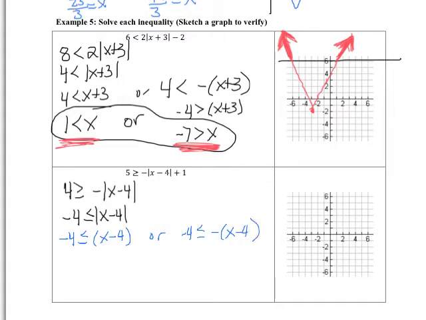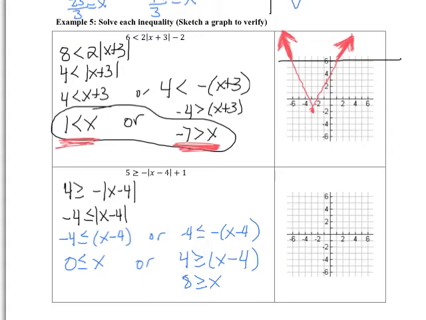And we solve the left one first by adding 4 to both sides, and we get 0 is less than or equal to x. And then we're going to work on the right side. So let's multiply the negative across, and we are going to get, when is 4 greater than or equal to x minus 4. And we then add 4 to both sides, and we arrive at x is less than or equal to 8.